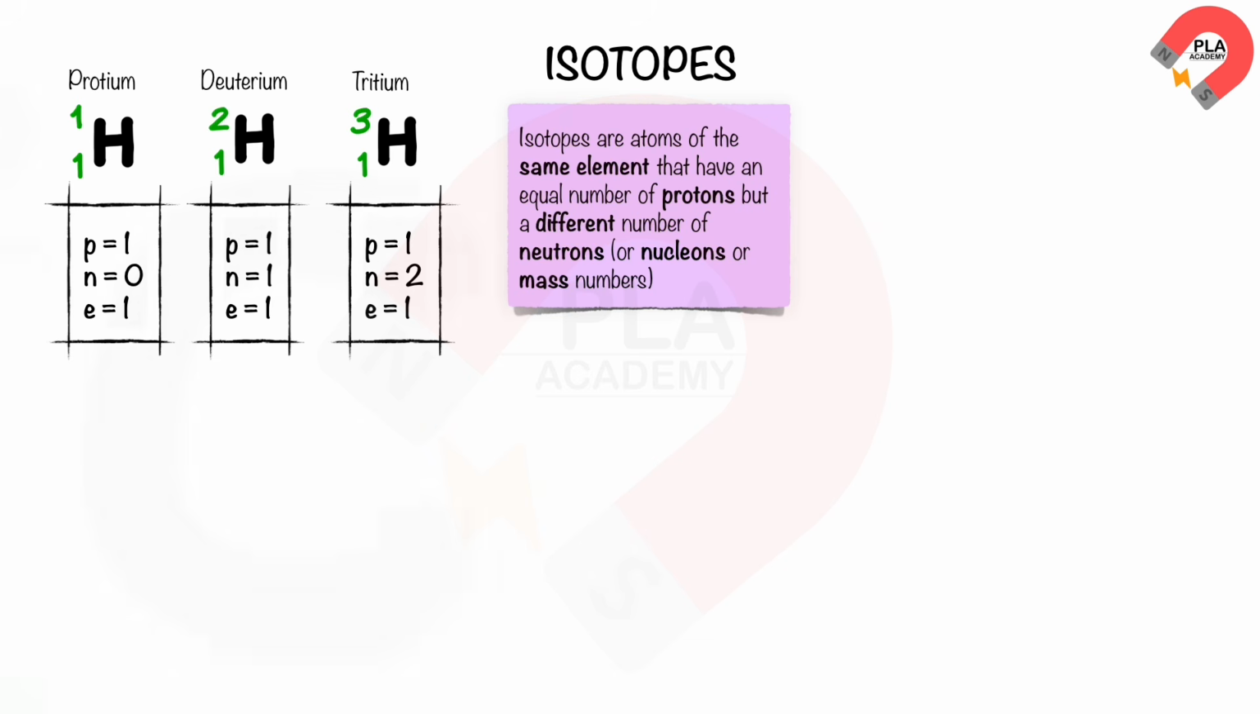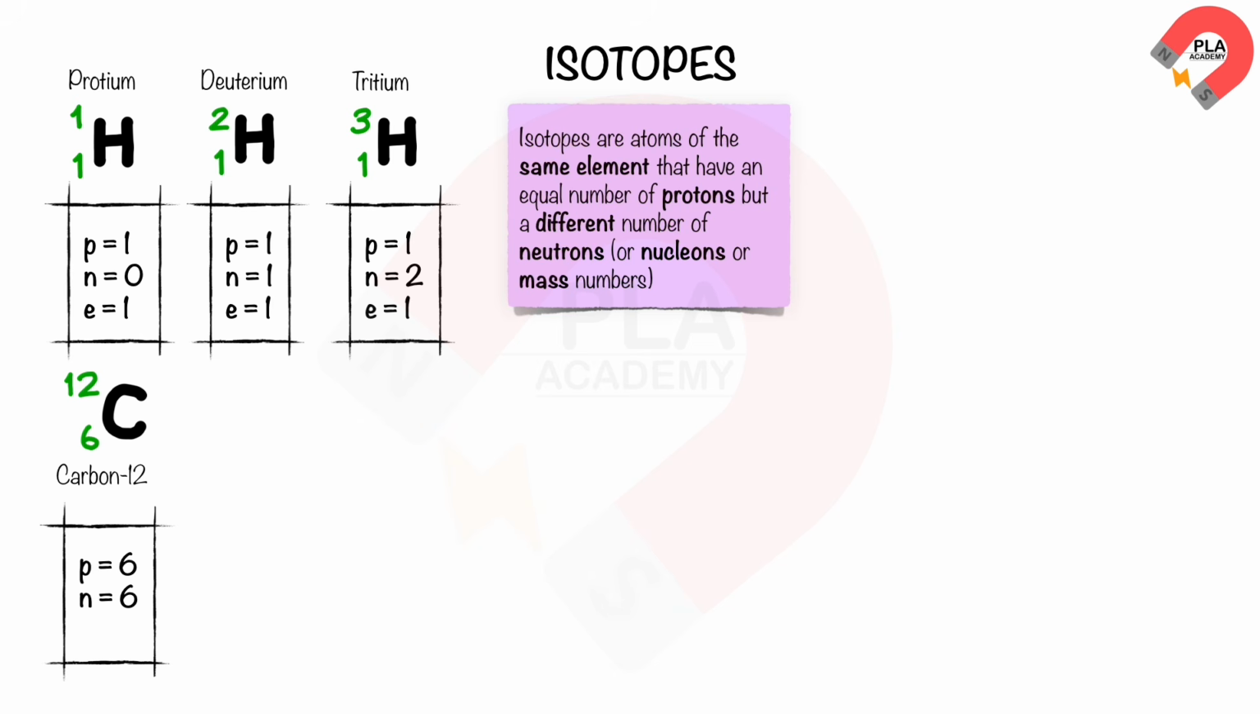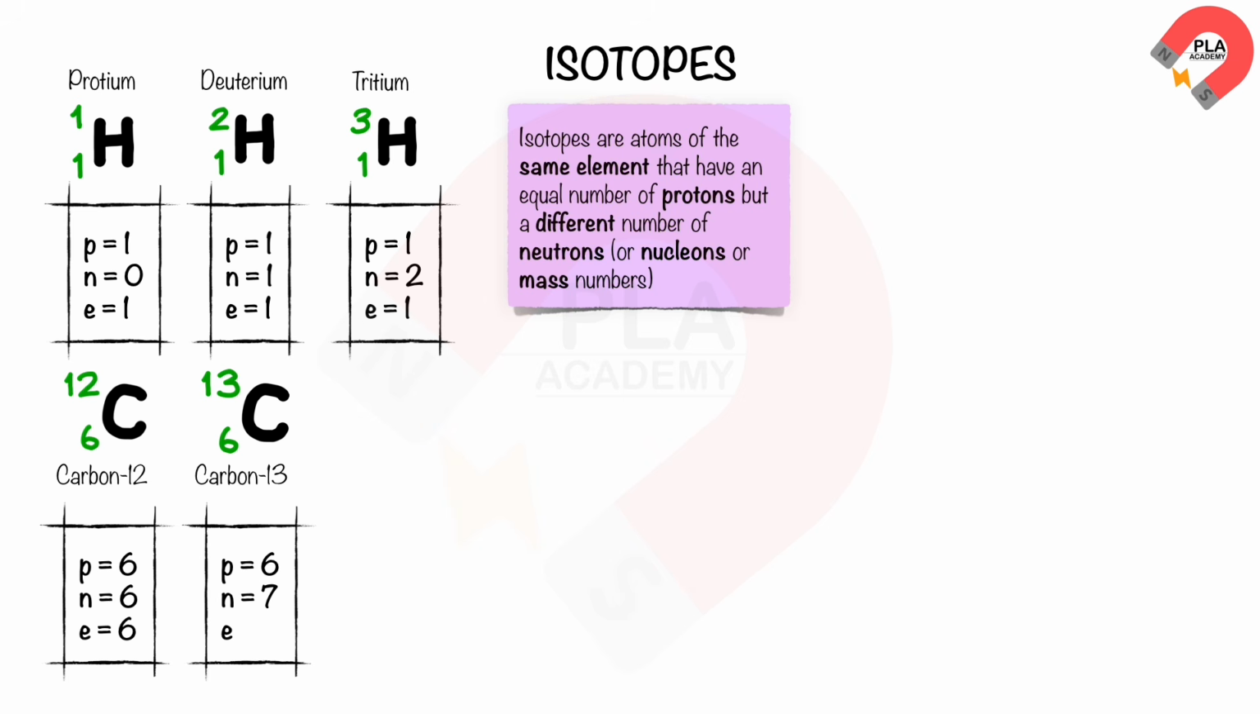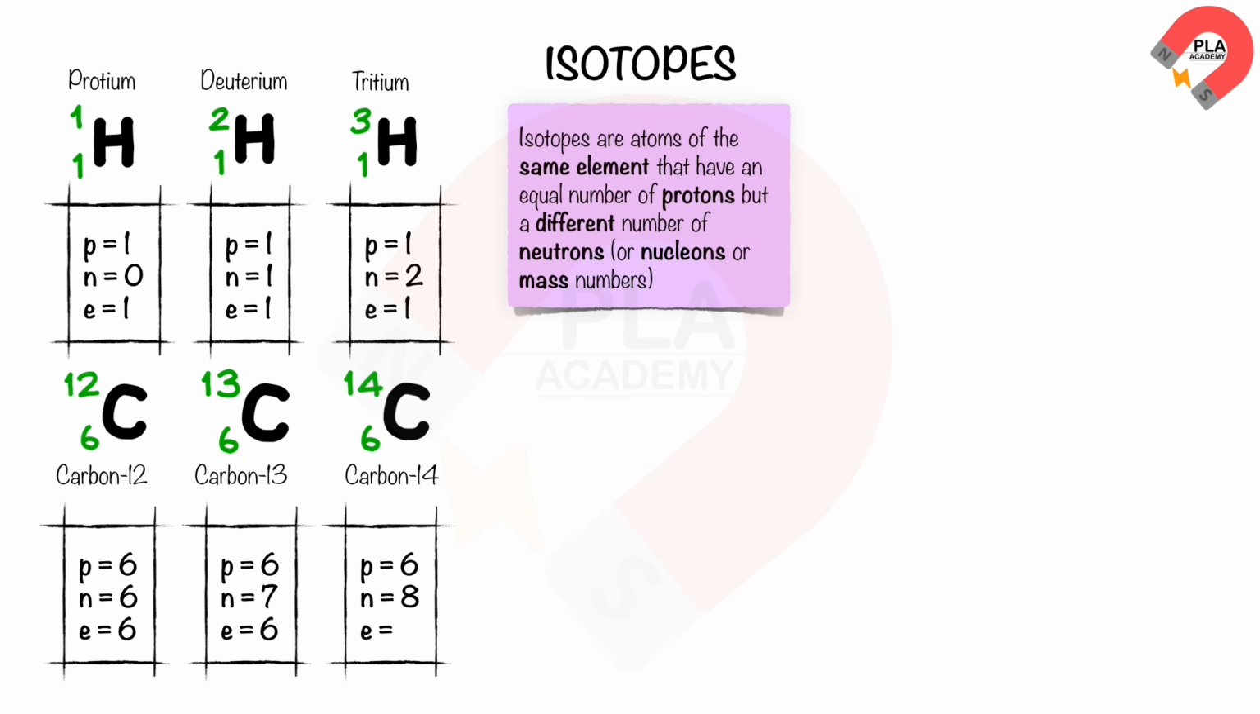Isotopes of carbon. Carbon-12 has 6 protons, 6 neutrons and 6 electrons. Carbon-13 has 6 protons, 7 neutrons and 6 electrons. Carbon-14 has 6 protons, 8 neutrons and 6 electrons.